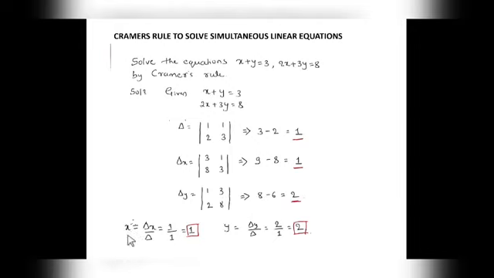Now to find the value of x, we have to take delta x divided by delta, that is equal to delta x value is 1 and delta value is 1. 1 divided by 1 is 1. So the value of x is 1. Now to find the value of y, y is equal to delta y by delta, that is delta y is 2 divided by delta is 1. 2 divided by 1 is 2. Like this way we have to solve if two unknowns are given, that is x and y.